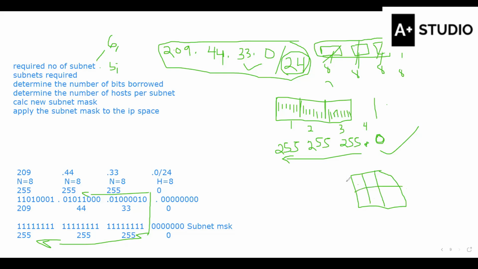So we have it like this. This is 1. This is 2. This is 3. This is 4. This is 5. This is 6. So the question says the required number of subnets are 6.